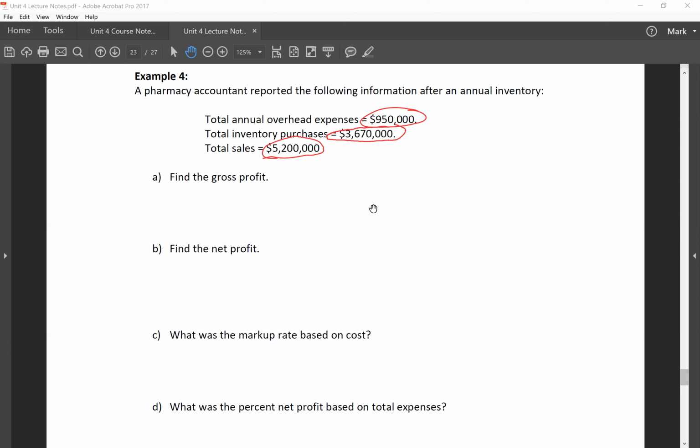So example number 4, let's check the answers. So let's just see here. I got one answer from Reem for number A. So let's look. Pharmacy accountant reported the following. So I know that I have overhead, inventory purchases, and total sales. So the first question I want to do is to find the gross profit. So gross profit is the selling price minus the cost.